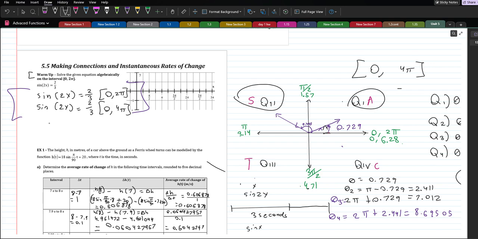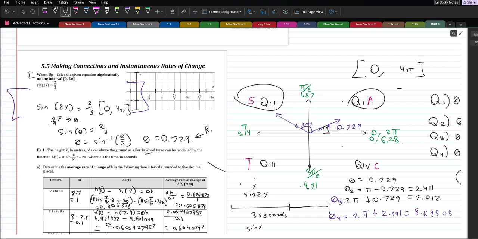From here, you can just cancel this out because this doesn't make sense. First of all, make 2x into theta for now, just so it's easier to keep track of. So sine of theta is equal to 2 over 3. Theta is equal to sine inverse 2 over 3. Once you do it on your calculator, it gives you 0.729.